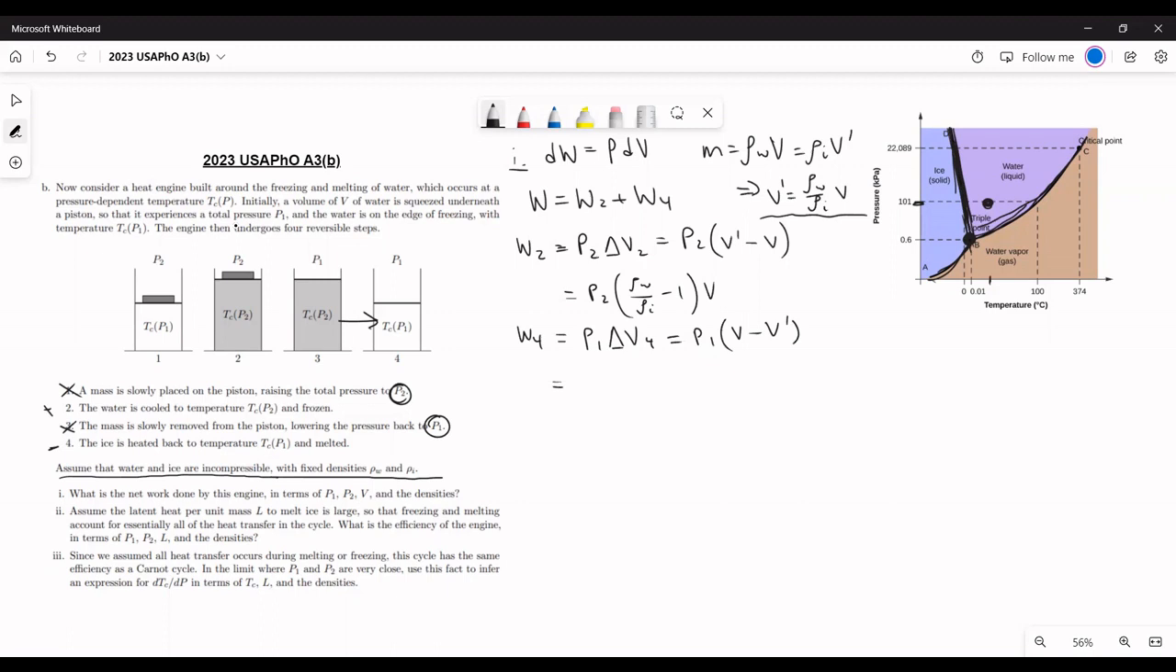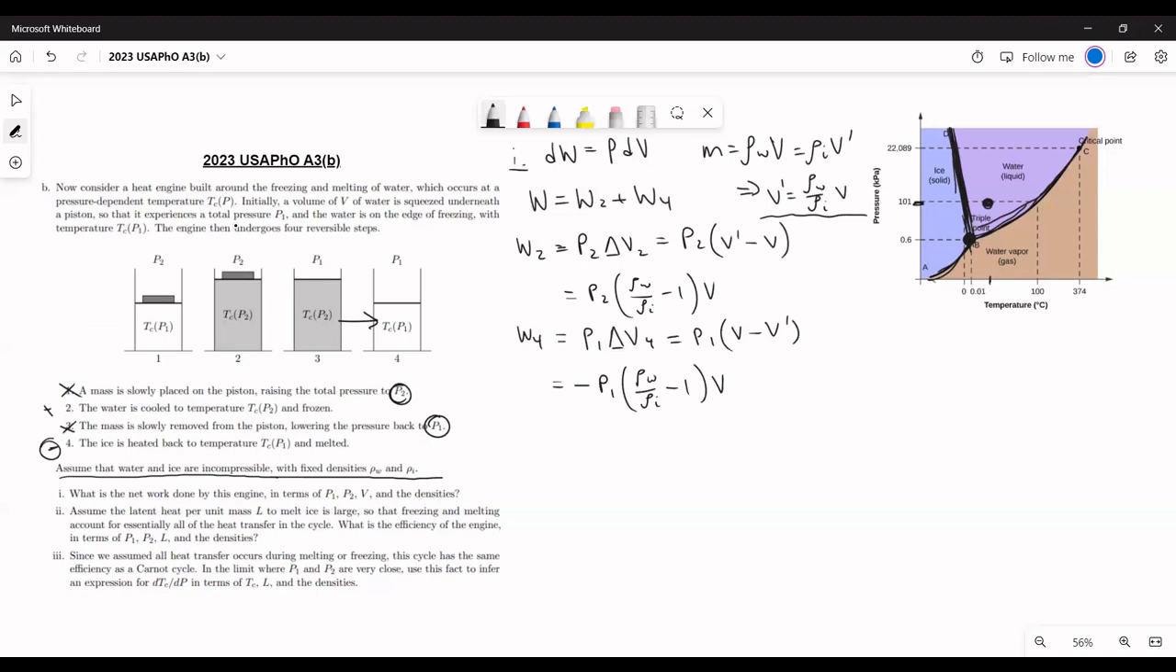and this means that this is actually going to be negative work as expected here, since the system is getting compressed and therefore it is doing negative work and the surroundings are doing positive work on the system. So this is as expected. We're going to get a negative value, which is going to be P1 times rho W over rho I minus 1 times the volume that we're given.